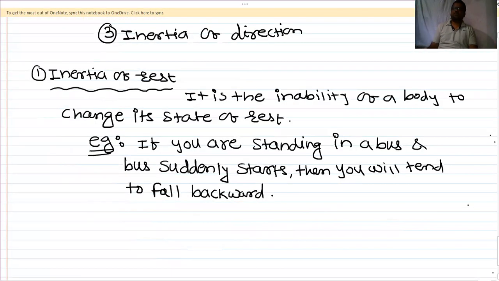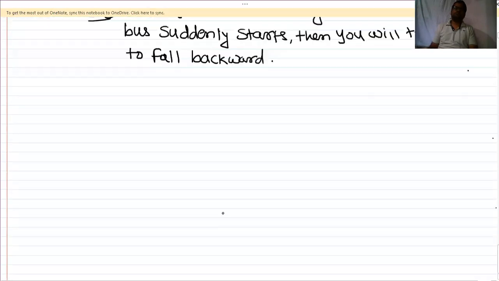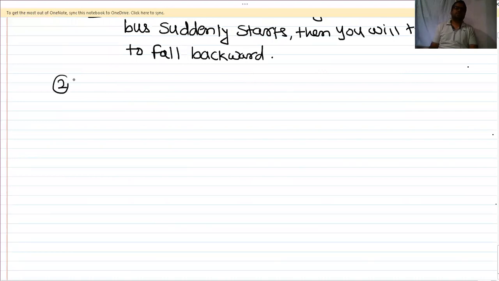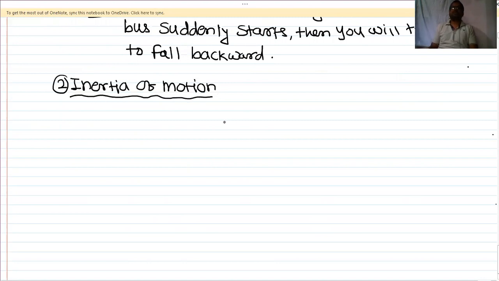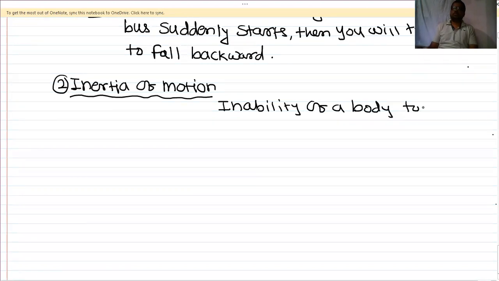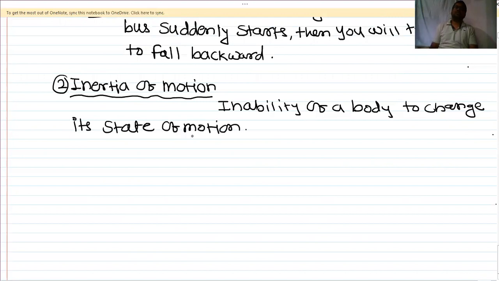Now after this, we have the inertia of motion. So second, write down inertia of motion. You can write in this, inability of a body to change its state of motion, right? State of motion. That is what the inertia of motion is.